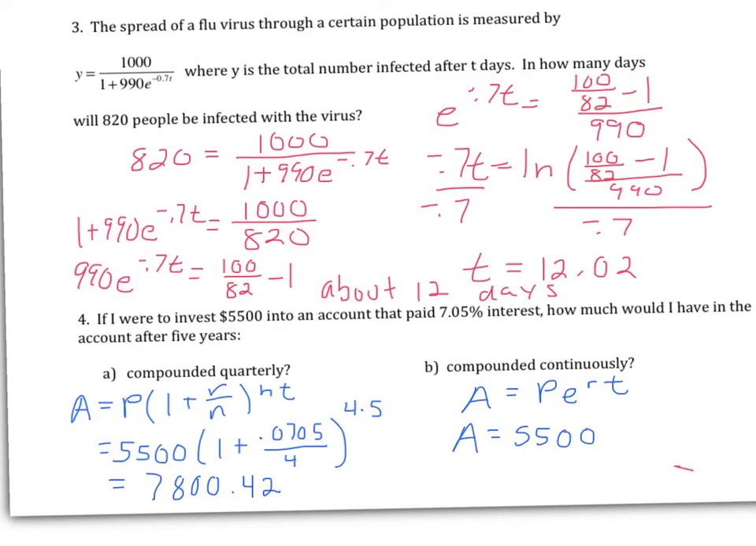5,500 in for P. The e stays. 0.0705 goes in for r, and t is still 5. So if we plug that into our calculator, we get 7,824 and 41 cents.